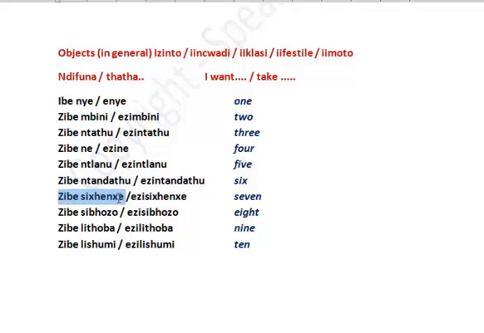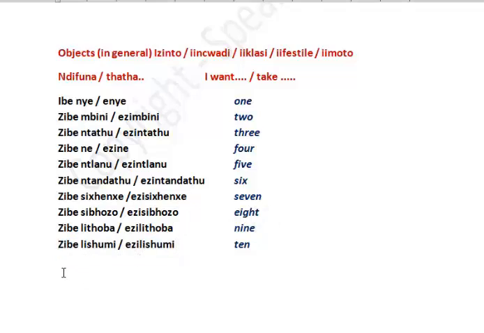For seven, zibe sixhenxe or ezisixhenxe. For 8, zibe sibhozo or ezisibhozo. 9, zibe lithoba or ezilithoba. And then finally for 10, zibe lishumi or ezilishumi.